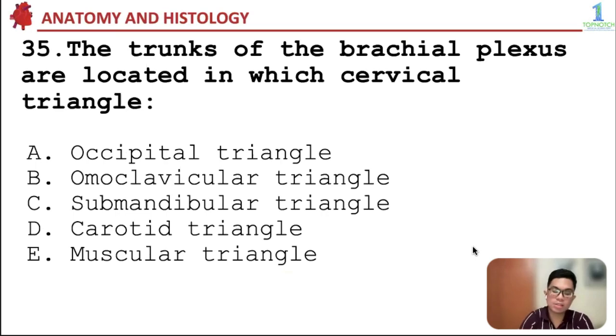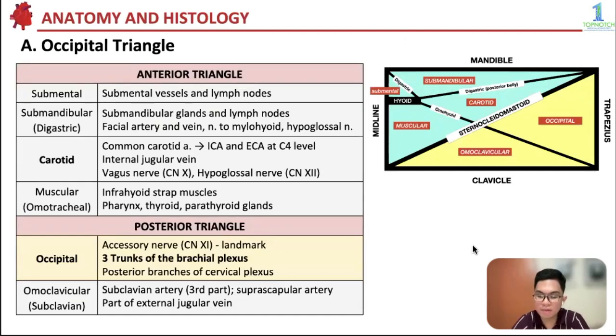Okay, so next: which chunks of the brachial plexus are located in the occipital triangle? This is lifted from your handout, the diagram to draw the triangles of the neck. Again, the neck is a forest, as the anatomists say. So it's best that you know how to draw the triangles of the neck.